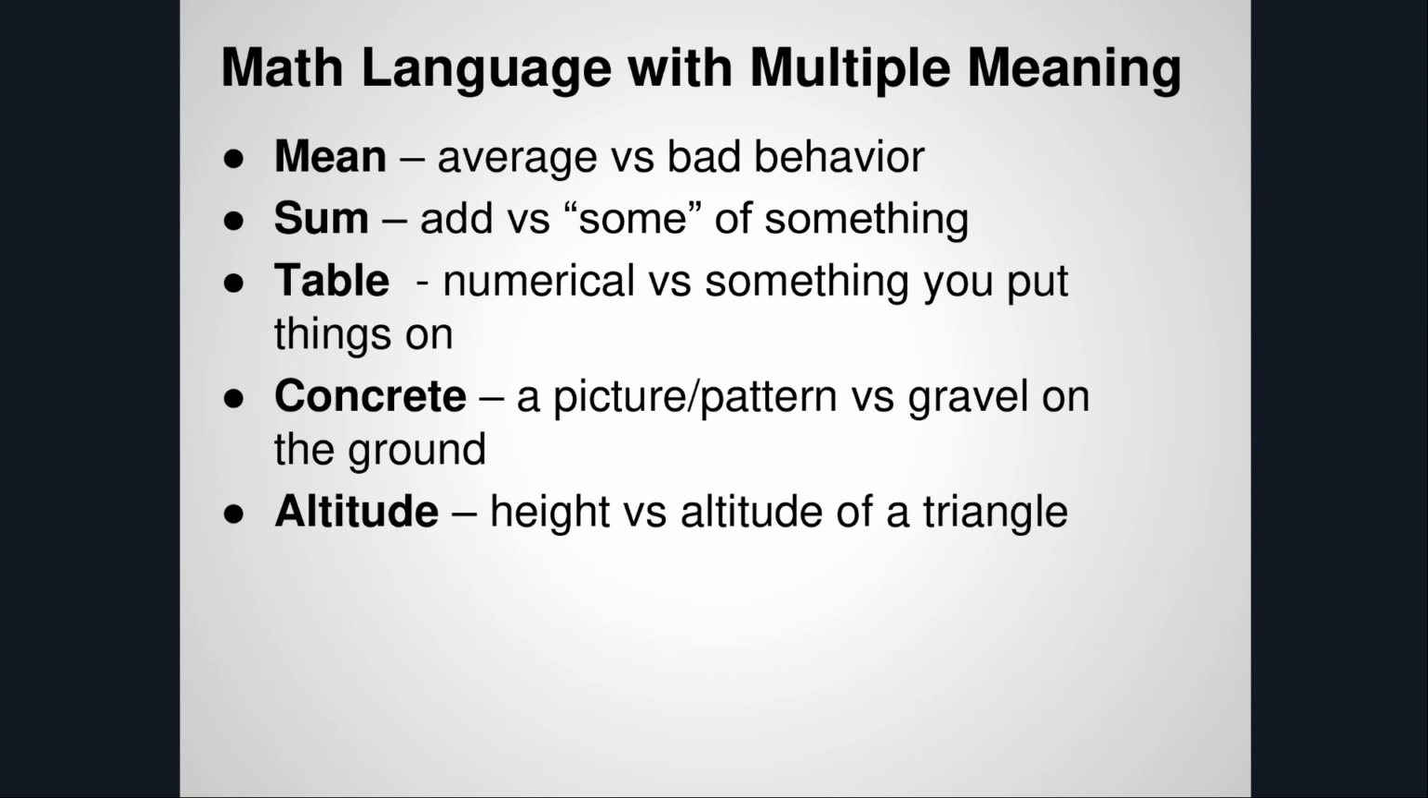For a couple examples that we thought of, mean could be average versus a bad behavior, or the sum of adding things together. And so that's something we started focusing on, making sure that we talk about the multiple meanings, and that it's okay to have two different meanings, but that they understand what both of them are and how to use them both separately.